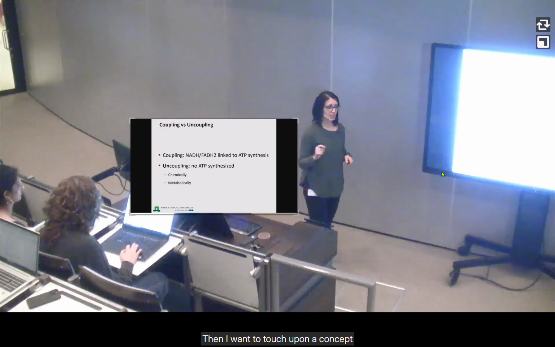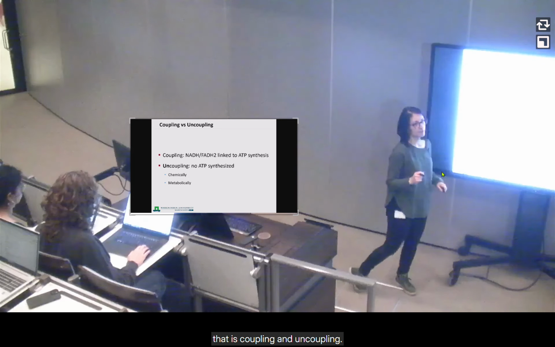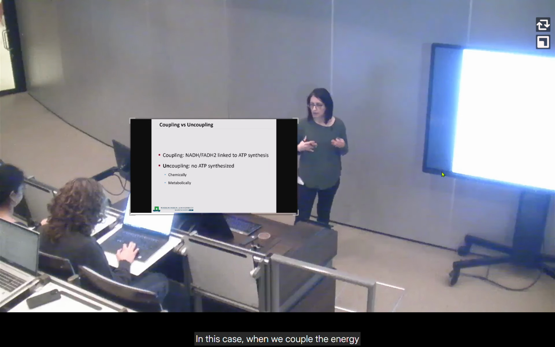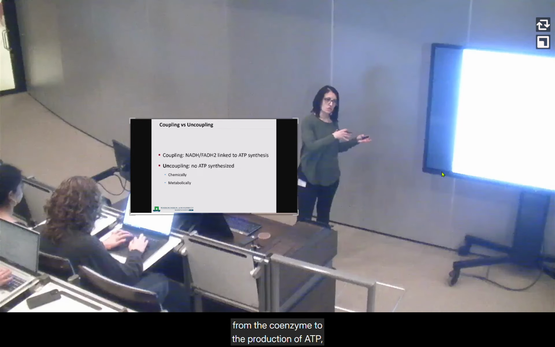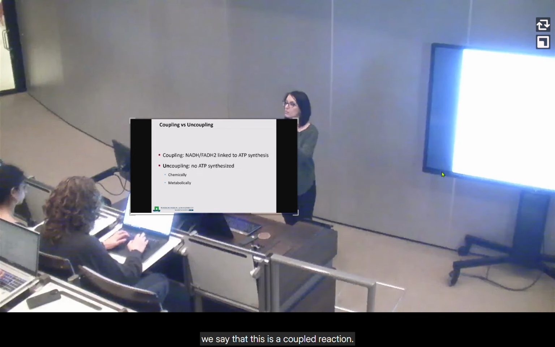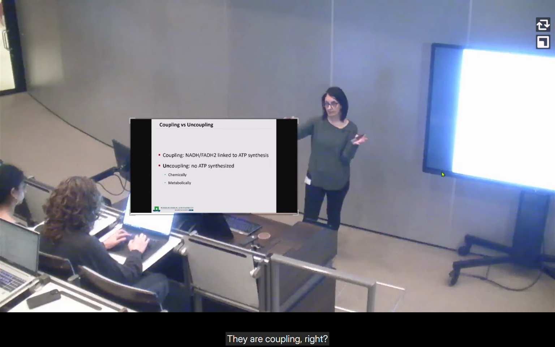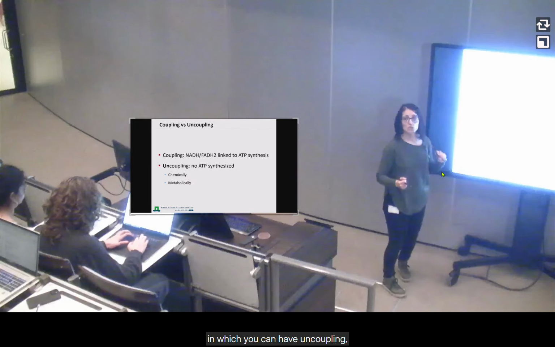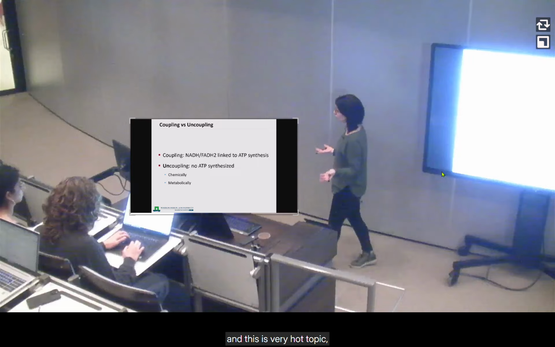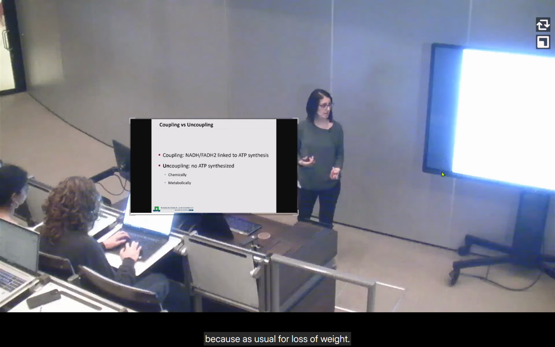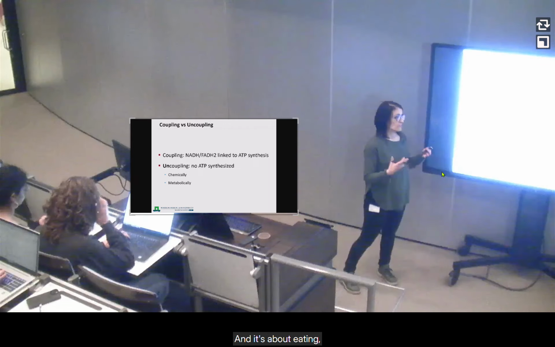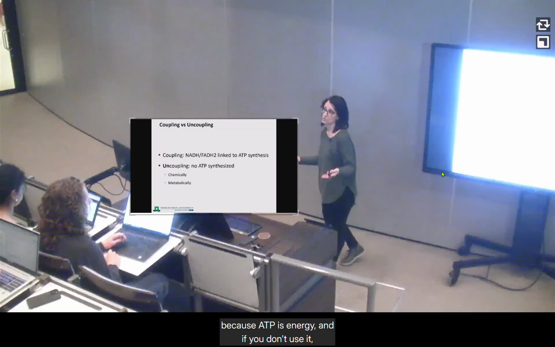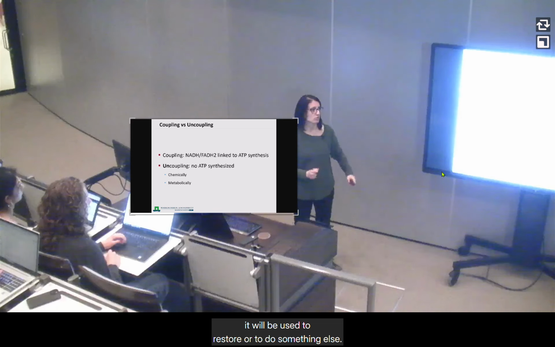Okay. Then I want to touch upon a concept that is coupling and uncoupling. I think it's really nice and, well, I think you would be interested in it. In this case, when we couple the energy from the coenzyme to the production of ATP, we say that this is a coupled reaction. They are coupling, right? They are depending on each other. However, there is also a moment in which you can have uncoupling, and this is a very hot topic because, as usual, it is about loss of weight. And it's about eating, but actually trying to make less ATP, because ATP is energy, and if you don't use it, it will be stored or used to do something else.